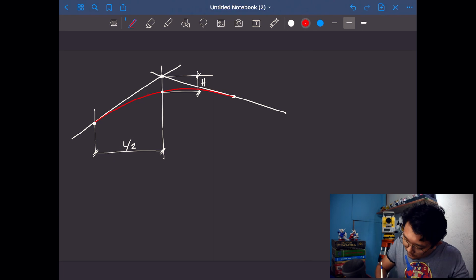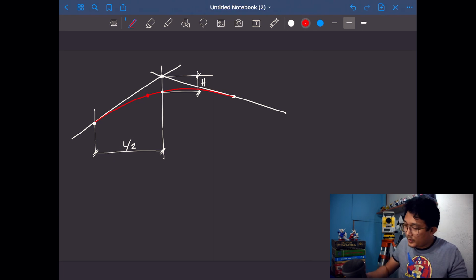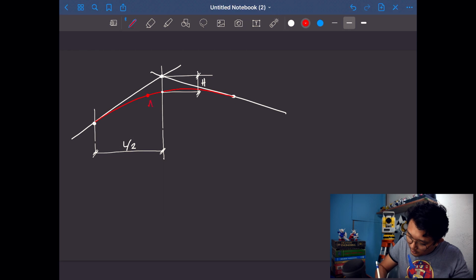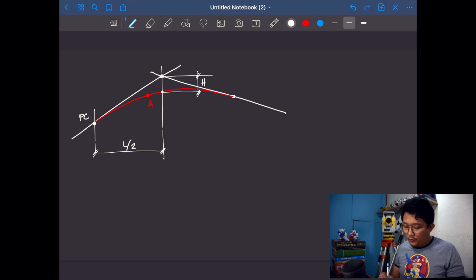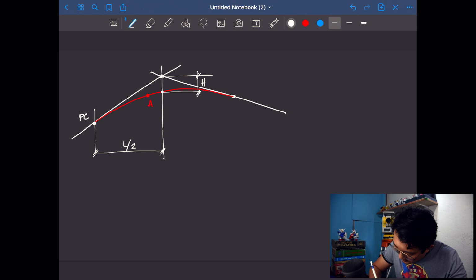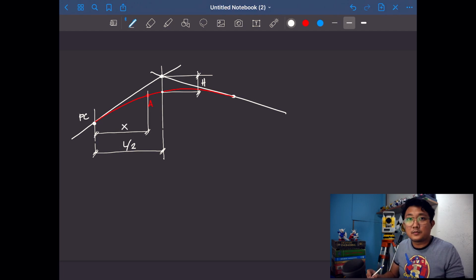I just redrew what's on the other page. So what if I want to find the elevation of an arbitrary point? Say for example, that point there, we will call that point A. Take note that this is still PC. Now in order for me to solve for the elevation at A, given that I already know what the elevation at the point of curvature is, I need to locate point A first. So to locate it, I must first find the horizontal distance from PC to A. So let's say for example that I already know how far it is from PC. We will call that value, say, x.